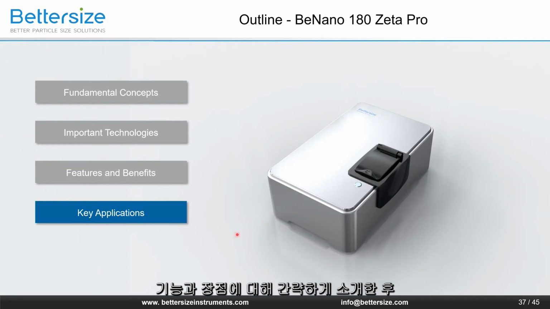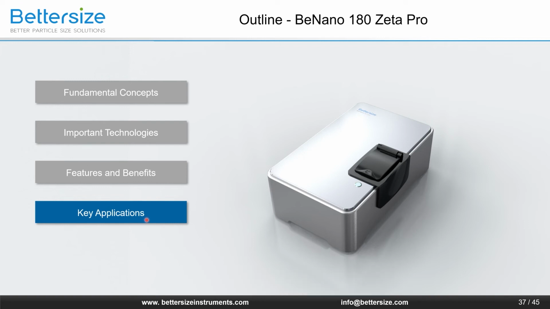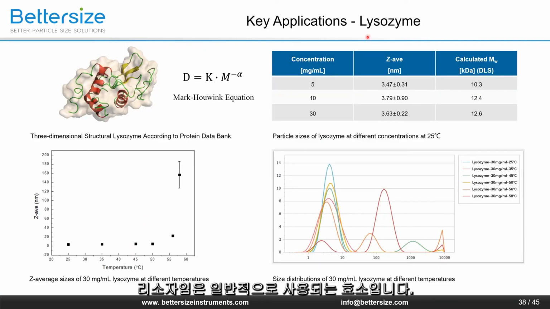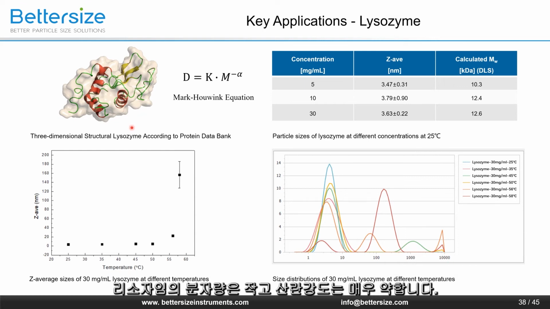After a brief introduction to the features and benefits, a few key applications with the BeNano series will be shown as examples, which is the last part of this talk. Lysozyme is a commonly used enzyme. The simple structure and low cost make it a popular model in biological research. The molecular weight of lysozyme is small, and the scattering intensity of lysozyme is very weak. Therefore, measuring lysozyme is always a challenge for DLS measurement.